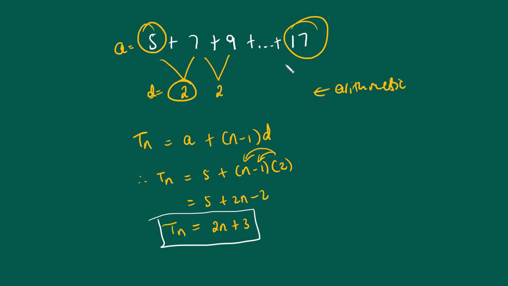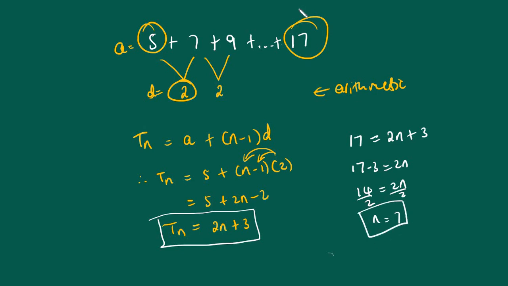Now since that is the general term, I can find out what position 17 is by substituting Tn as 17, because remember Tn stands for the term in a certain position. That term is 17, and we do not know the position, we don't know n. Then you'd say 17 minus 3 equals 2n. You should get 14 equals 2n. You divide by 2, that means your n is 7. That means this is in the 7th position.